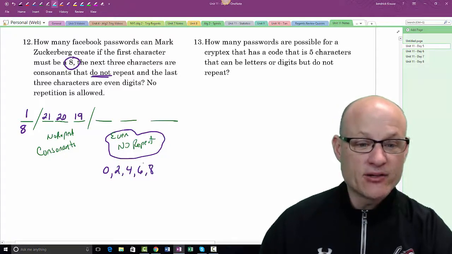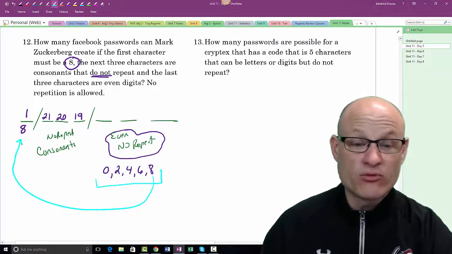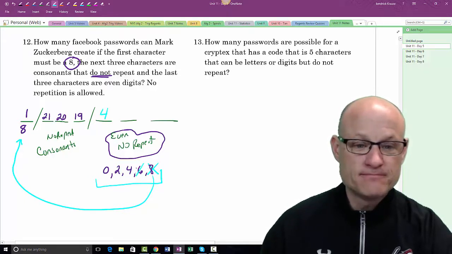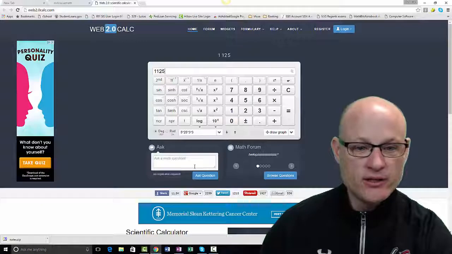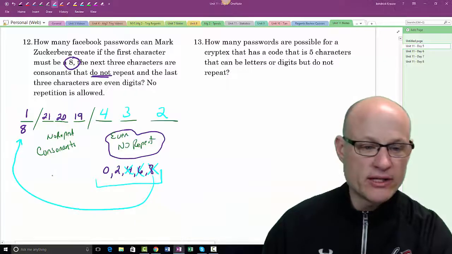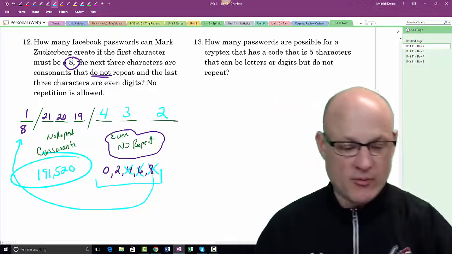You might think, hey, that's 5. But it's not 5 because I already used the 8 over here, so I can't use that again. So that leaves me 4 choices for this spot, 3 choices for this spot, and 2 choices for this spot. So there it is: 21 times 20 times 19 times 4 times 3 times 2. 191,520. Clearly, that would not be enough for Facebook. We need something like 17,423,000 so everybody could have 4 accounts.